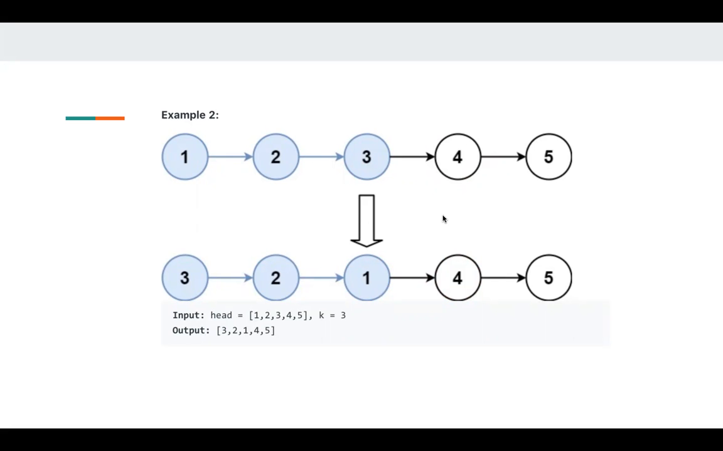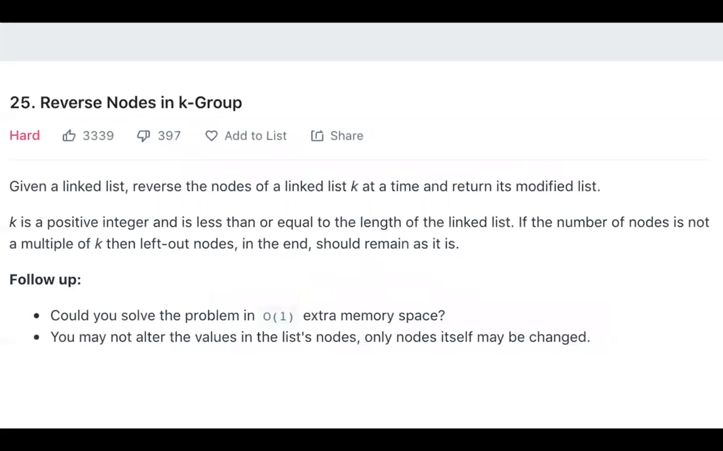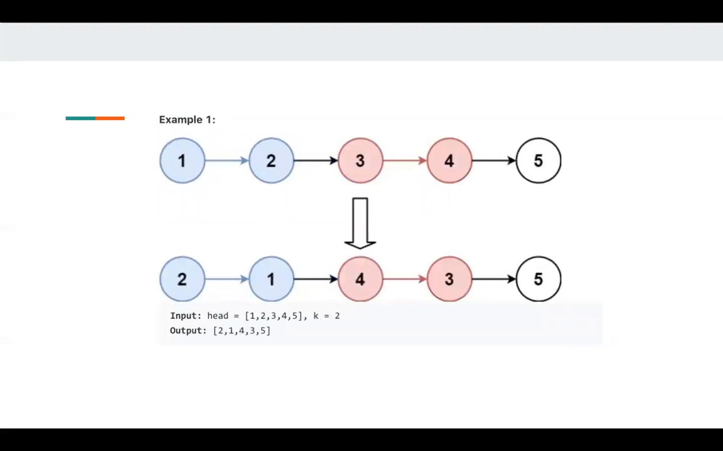Okay, so how to solve it? Like problem 24, there are 2 solutions. One is an iterative solution, one is a recursive solution. The follow-up here asks us to solve the problem in O(1) extra memory space. So we have to use the iterative solution if we need O(1) space. But personally, I prefer the recursive solution since it's much cleaner, although it does not meet the requirement in the follow-up. But let's take a look at what the recursive solution looks like.